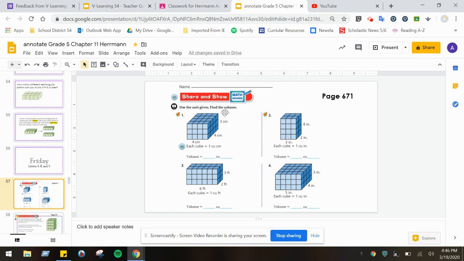So if I multiply those 3 together, what do I get? If you said 48, you're correct. So how do I say that properly with my unit? I would say 48 centimeters cubed, okay?